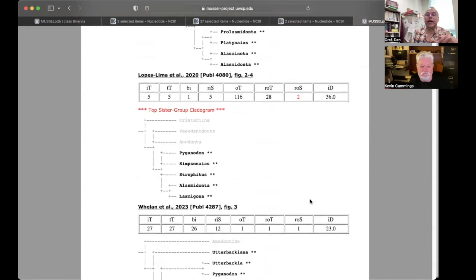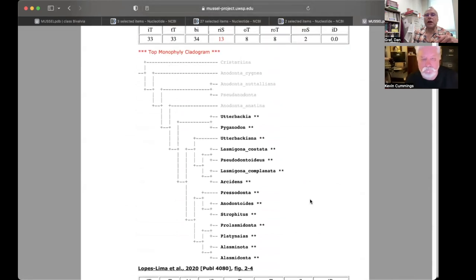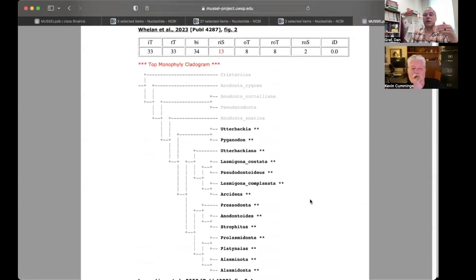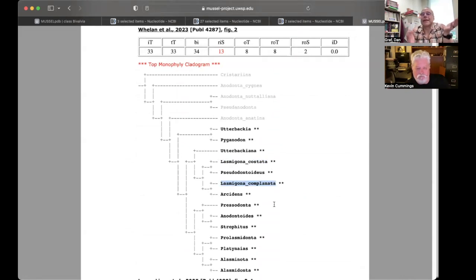They're going to be arranged pretty much, at least for the purposes of this discussion, in order of the number of taxa that they have. So the ones that have the most sampling are going to be up near the top. And I want to look at this one here that Nathan Whelan and his group did in 2023, because this is the most comprehensive sampling for the Elasmodontina. And what you find here is, here's Lasmigona. Here's also Lasmigona. It wasn't recovered as monophyletic on this tree, but things like that happen.